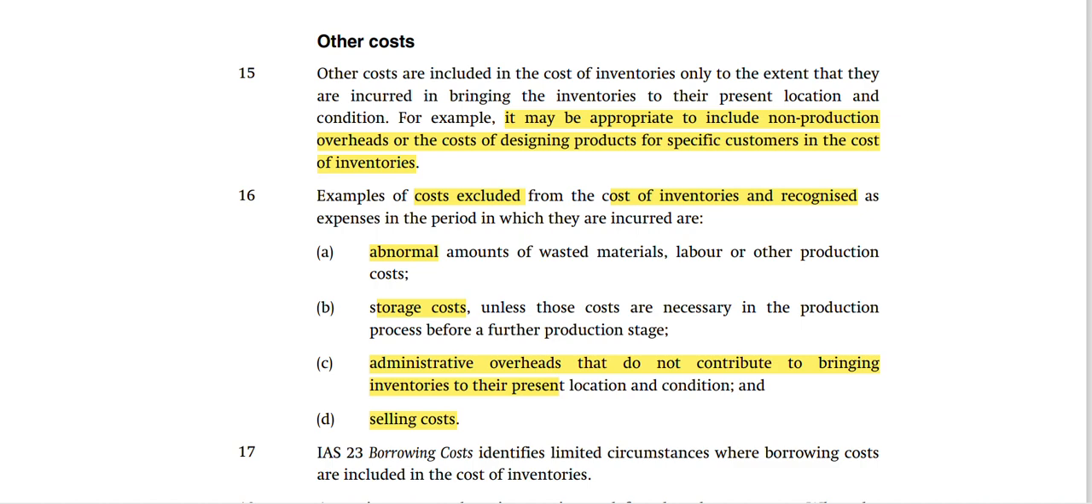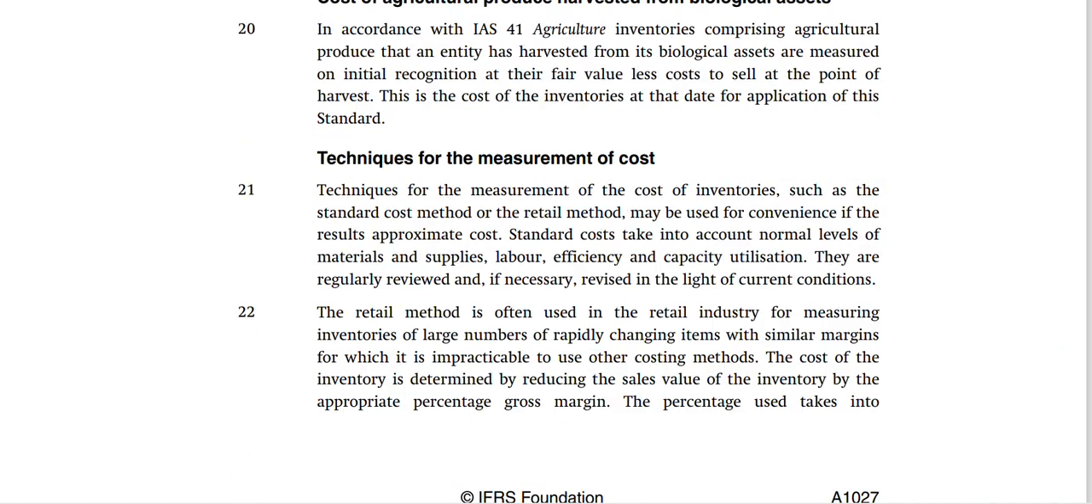So just to summarize, what are those costs that you should never include when determining the cost of the inventory? Costs like your abnormal costs, your storage costs, administrative overheads that do not bring the inventory to the present location and condition required by management. And also the last part, which is the selling cost. Now when we're looking at 17, it talks about the borrowing cost.